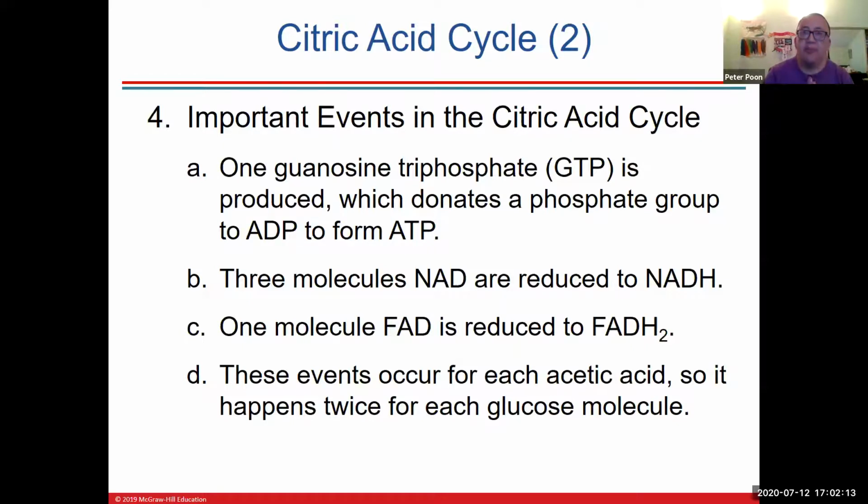The important steps: you make one GTP, which is then converted to ATP. So you make one ATP per cycle, and remember you're doing this cycle twice because you have two acetyl-CoAs. So you pick up two additional ATPs per molecule of glucose. You pick up 3 NADH per cycle, which means you pick up 6 NADHs per glucose. You pick up 2 FADH2s per glucose.